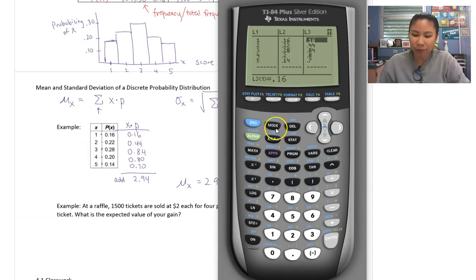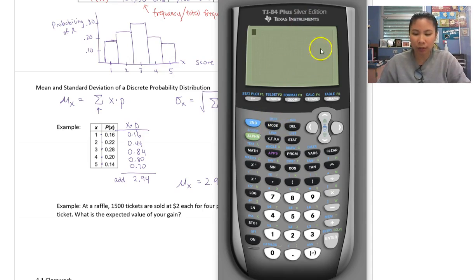So if I quit, second mode to quit, this takes us back to our home screen where we do our calculations. Second stat, go over to math. Number 5 is sum. So if we sum L3, remember L3 is the second and then the 3 button and my parentheses. That'll give me the mean that I just got. Okay, so that was doing the mean in the calculator.